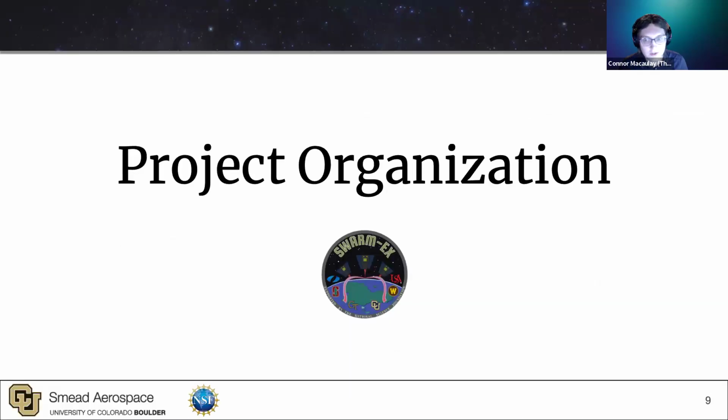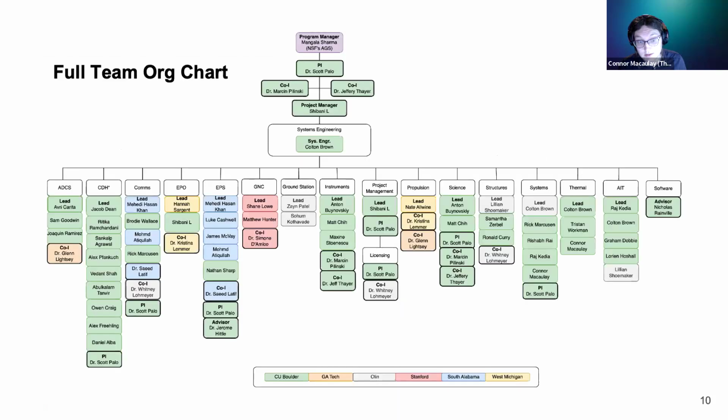Next slide. Here is how our project is organized. So here's the full team. SwarmX is a multi-college program. As you can see, we collaborate with schools all over the country, from Georgia Tech to Olin and Massachusetts. I won't bore you with every single detail, but the majority of it is focused on CU, though we do have to take into consideration that a lot of our other sub-teams are at different universities.